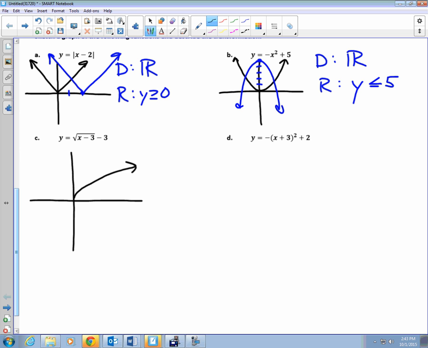It's on the inside, it's always opposite what you think. So it's not minus 3, it's 3 to the right. So 1, 2, 3, I'll go 3 to the right. Then this minus 3 is on the outside. What does that do? 3 units down.